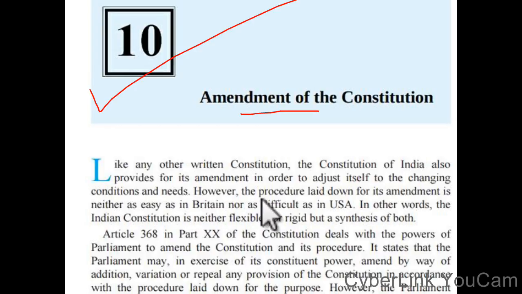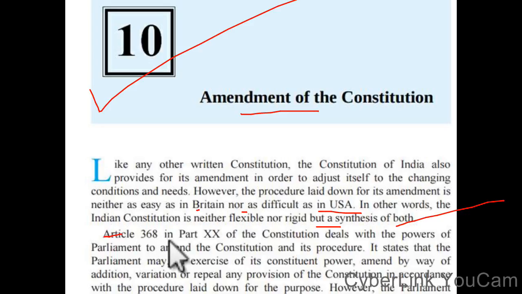However, the procedure laid down for its amendment is neither as easy as in Britain nor as difficult as in the US. In other words, the Indian Constitution is neither flexible nor rigid, but is a synthesis of both.